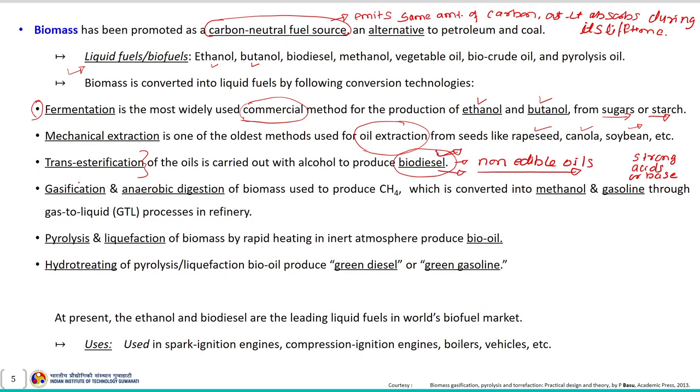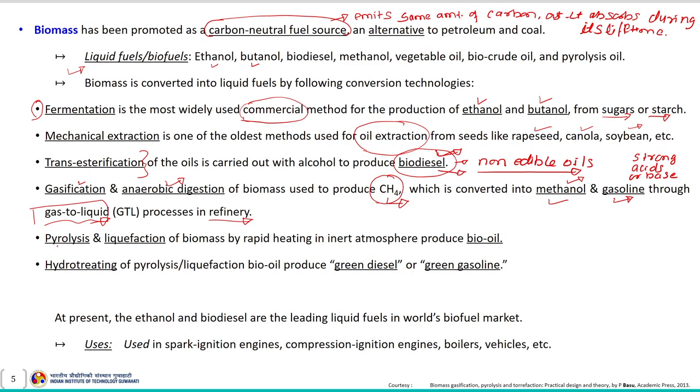Apart from that, gasification and anaerobic digestion of biomass is used to produce methane, which further converts into methanol and gasoline through gas to liquid process in the refinery. So these are also two popular technologies to convert biomass into methane, and further the produced methane is converted into liquid fuel in the form of methanol and gasoline through this gas to liquid conversion process.